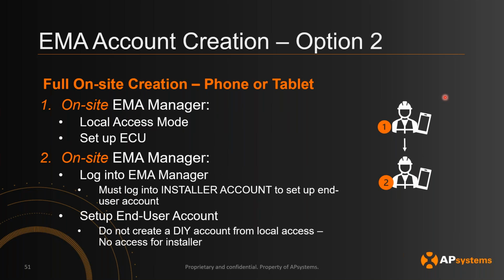Option number 2 is on-site and then off-site. This is a full on-site procedure. So the way you would do it is by connecting the ECU to the network, and then just setting up the microinverters that way. And then you can go onto the EMA Manager app, log into your account, and set up the account in there. So that's the full on-site option.